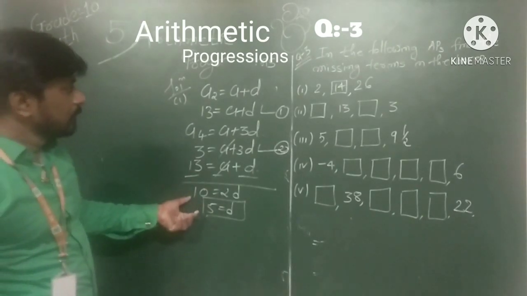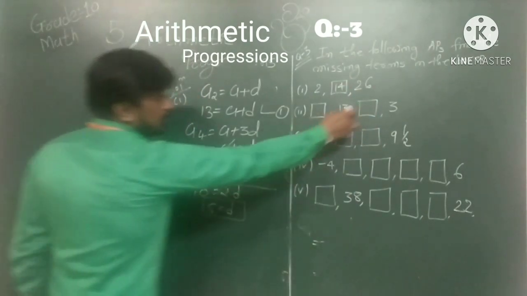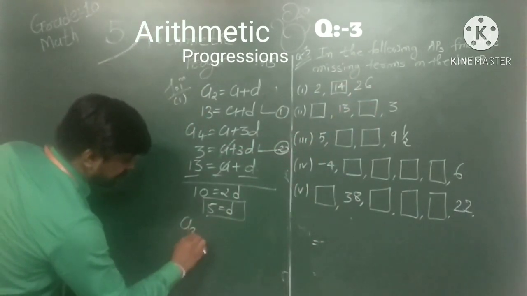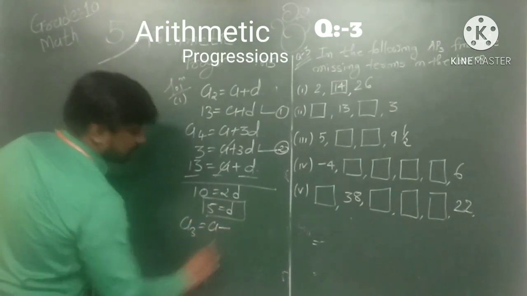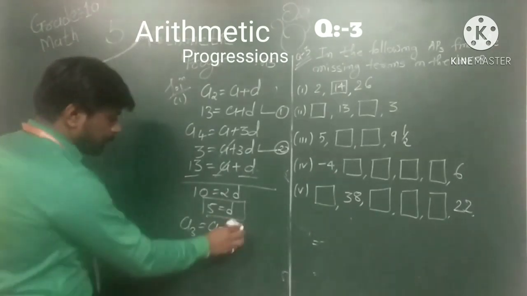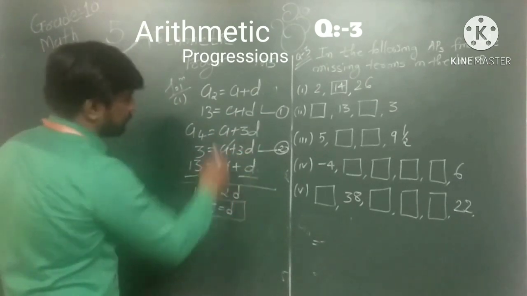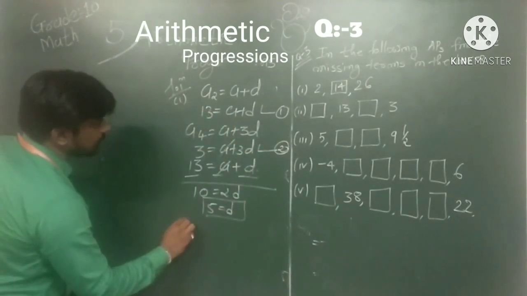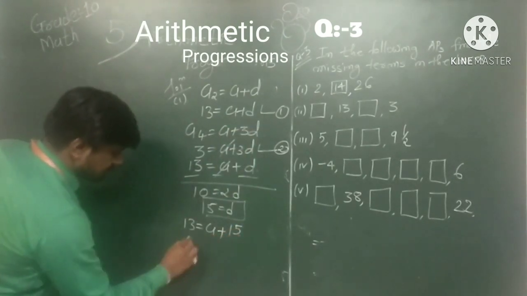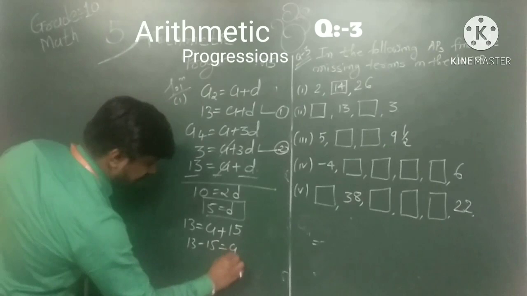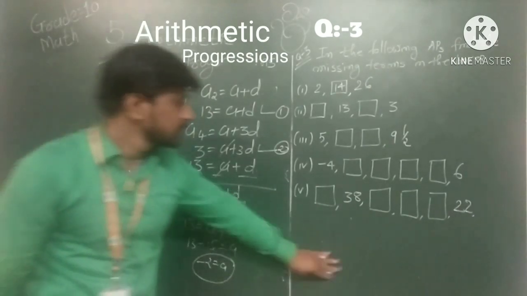Now we want to find the third term. So I put the formula of the third term. A3 is equal to A plus 2D. Now put this value of D in any one of these formulas. What happened? 13 is equal to A plus D. That means 13 minus 5 is equal to A. Minus 2 is equal to A. The value of A is equal to minus 2.